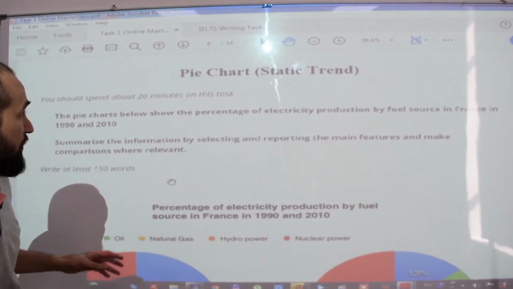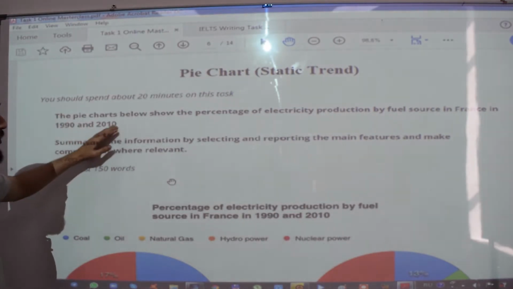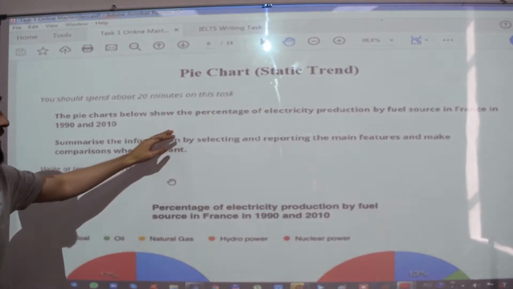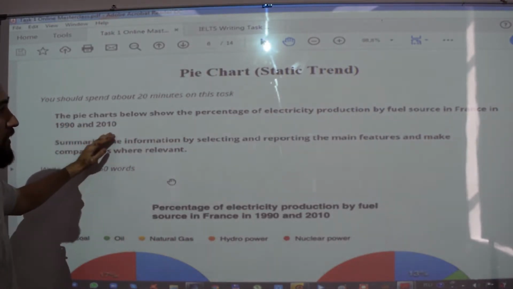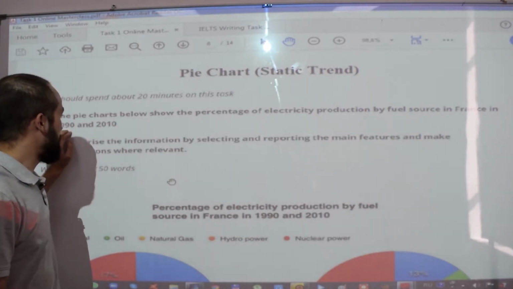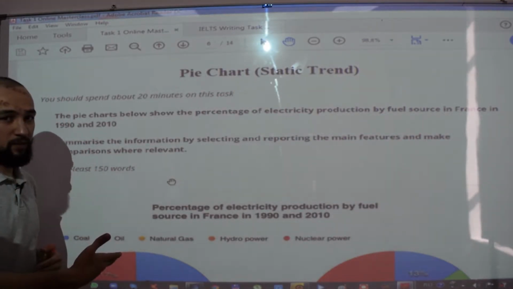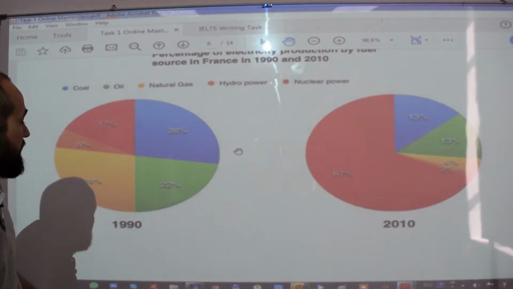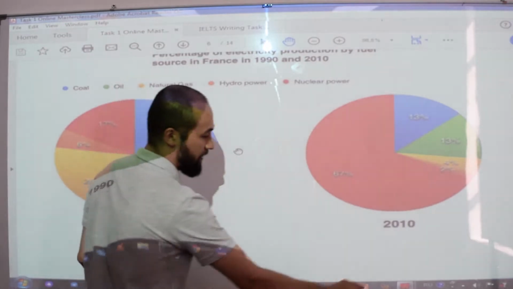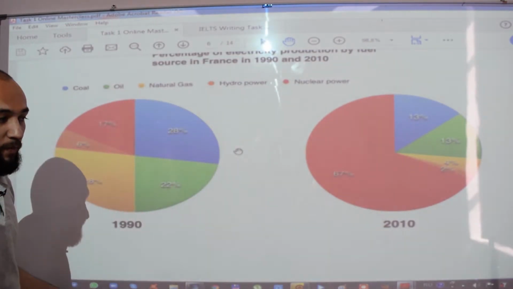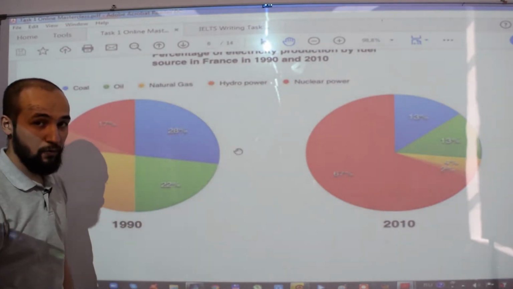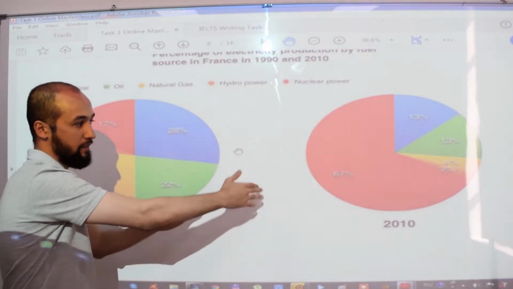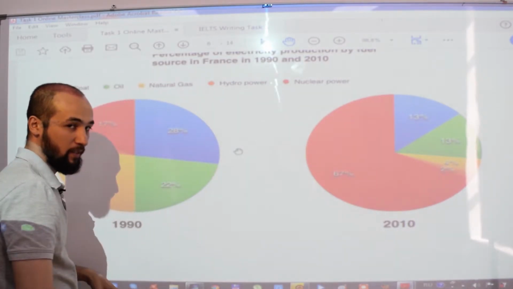Good, that's static trend. So the pie charts below show the percentage of electricity production by fuel source in France in 1990 and 2010. That's static trend because you see a 20-year gap, and we can only see 1990 and 2010. So no information about what happened in 2005 or 1992. That's the beginning and that's the ending. There's nothing in the middle. It's not given.